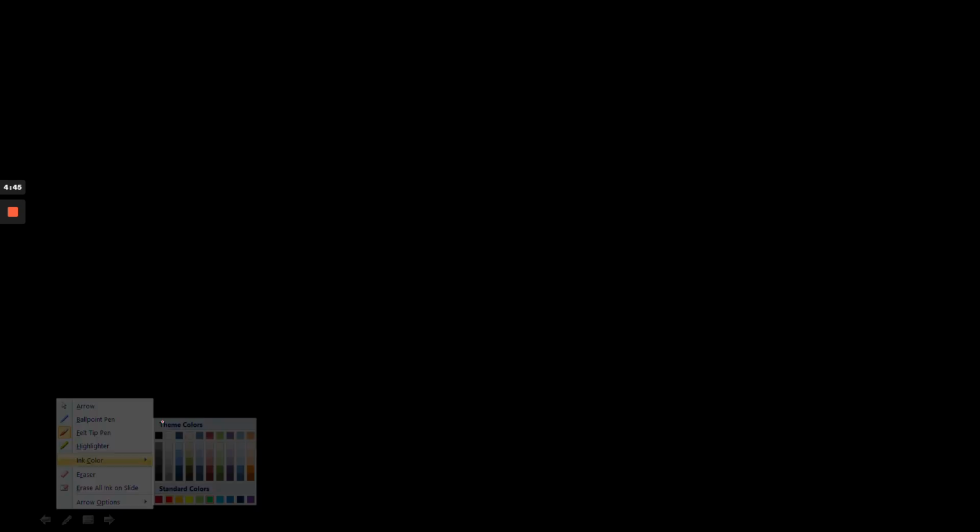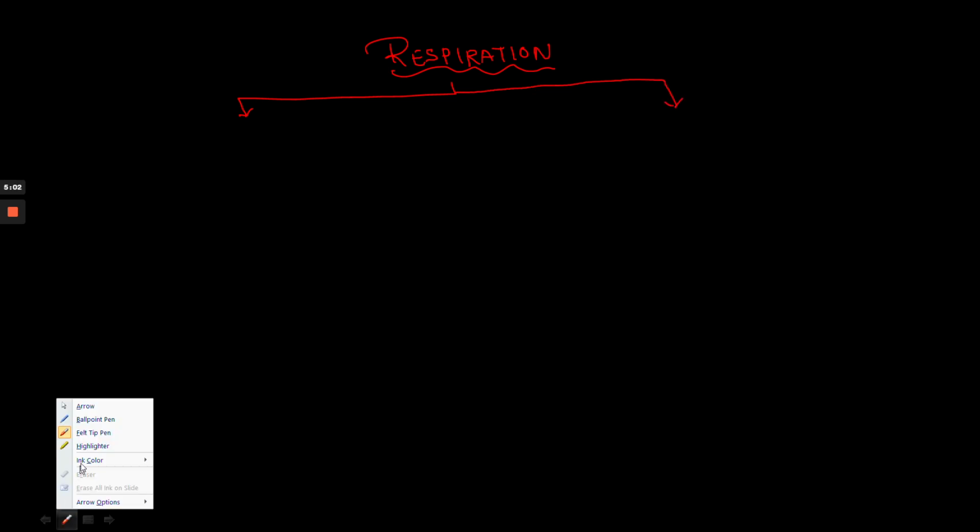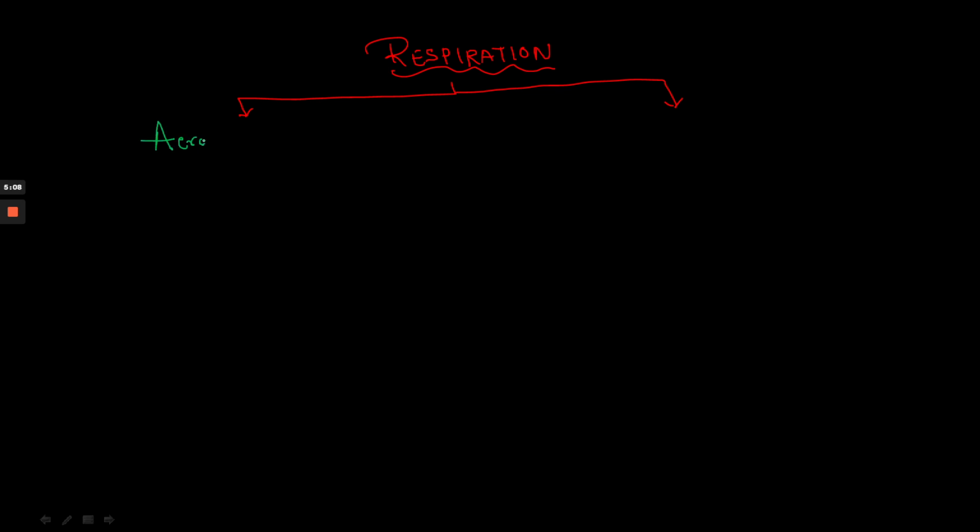Now when I'm talking about respiration, it is of two types. So respiration can basically be divided into two types. Let us see. The very first one is aerobic respiration, while another one is anaerobic respiration.